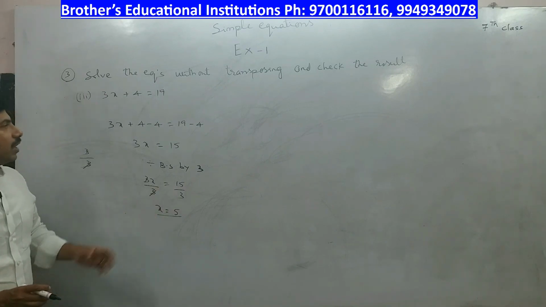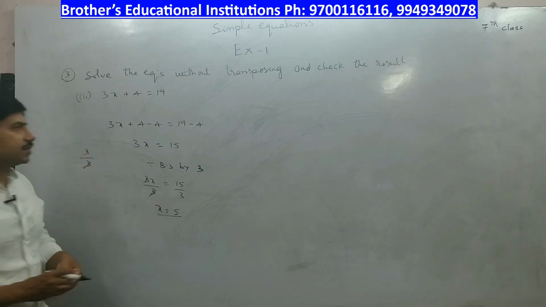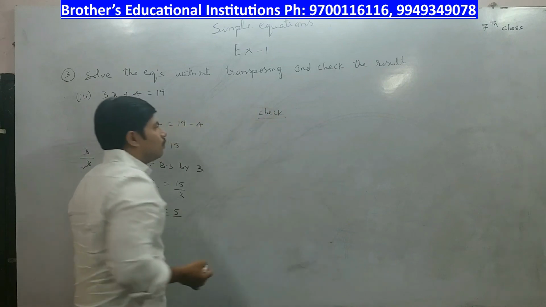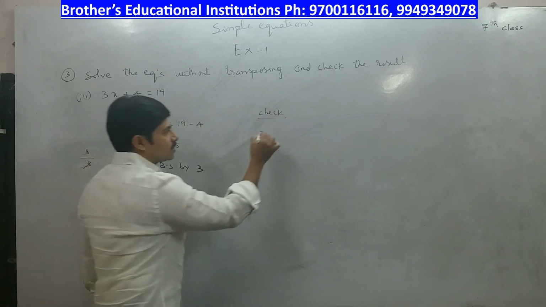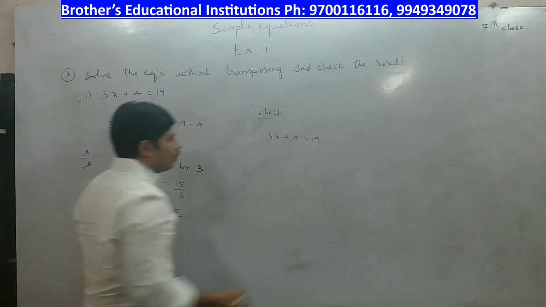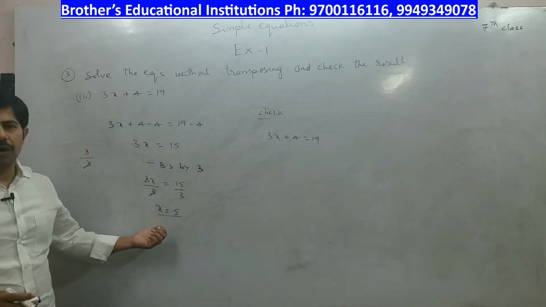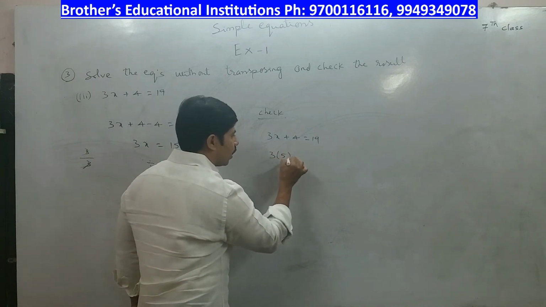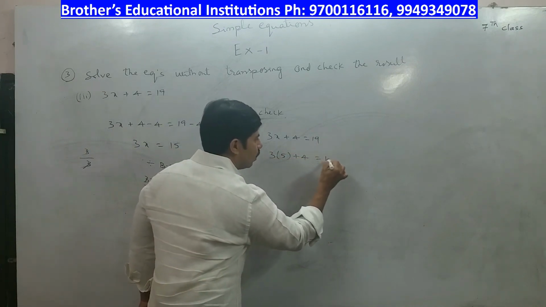After getting this 5, it is not completed. We need to verify the result. So while checking, I'll write 3x plus 4 is equal to 19. Now what is the value of x we have? We got 5. Substitute that 5 instead of x. So 3 into 5 plus 4 is equal to 19, we'll write.